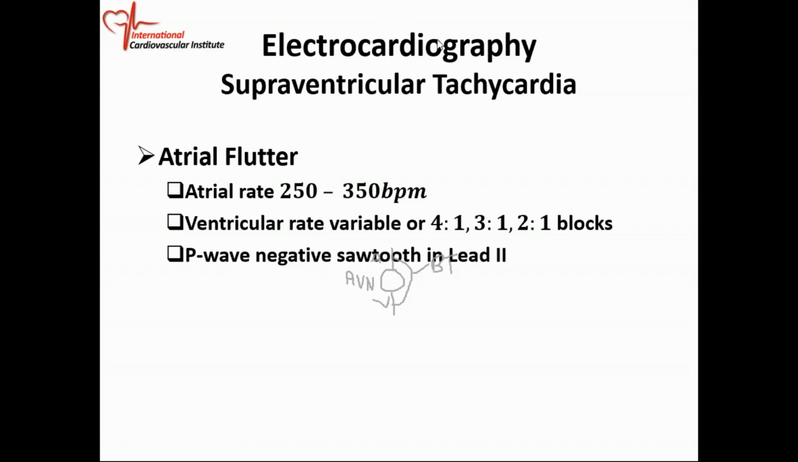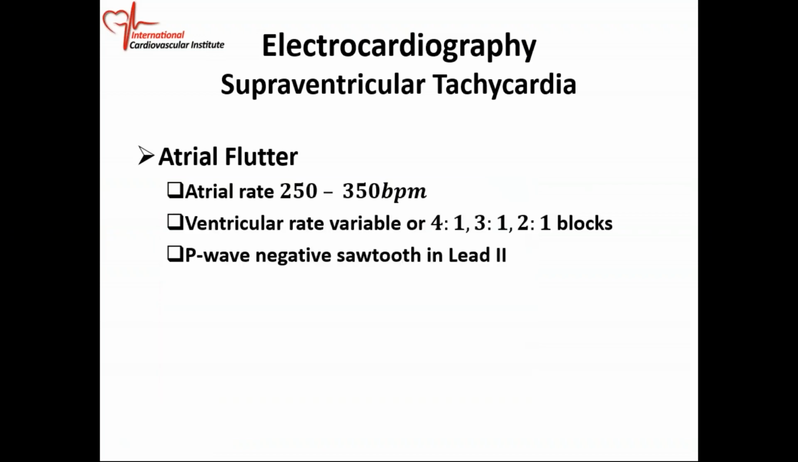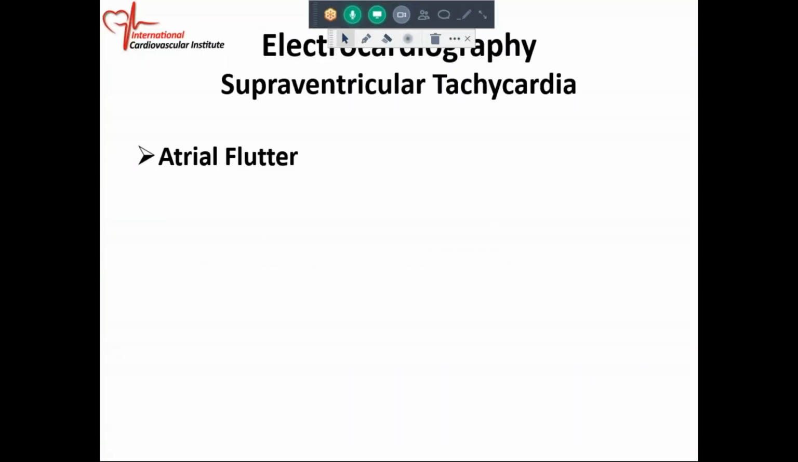To diagnose atrial flutter, again, we said the atrial rate is usually between 250 and 350 beats per minute. In typical atrial flutter, you get what we call a negative sawtooth pattern in lead 2. And when you look in lead V1, it's going to be upright. So this is what atrial flutter looks like.